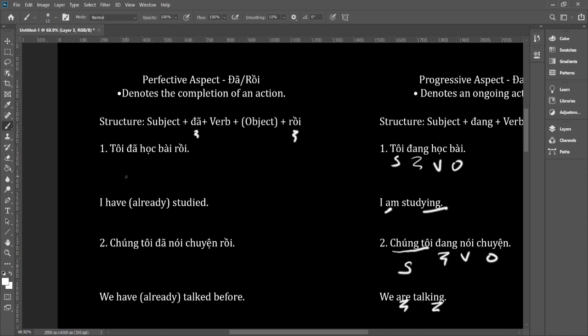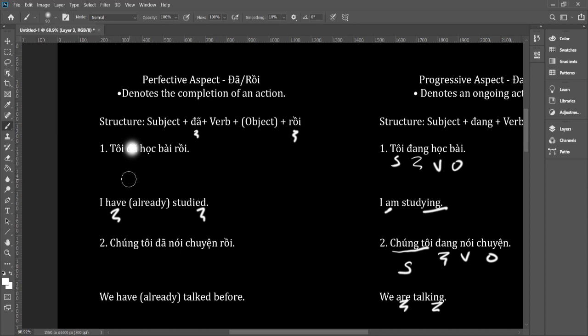And then you can see in the first example, tôi đã học bài rồi. I have already studied, right? To denote the perfective aspect in English, you just say have and then ed. And that just means that you have completed the action of studying, right? Now, to make this slightly more complicated in Vietnamese, you can actually omit one of the two particles. Usually people will omit the particle đã rather than rồi.